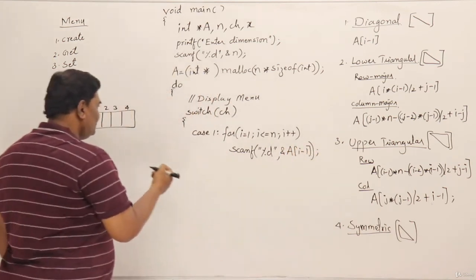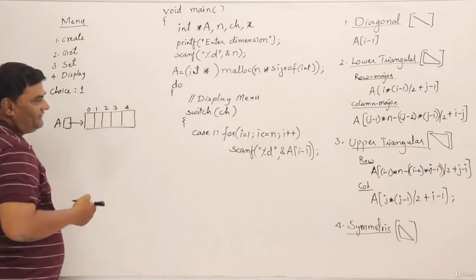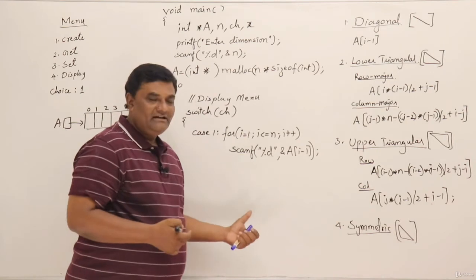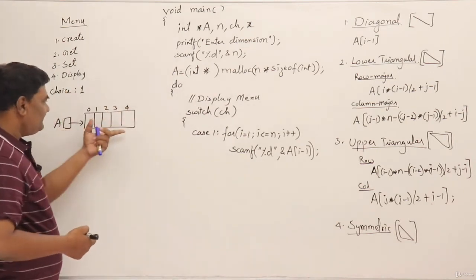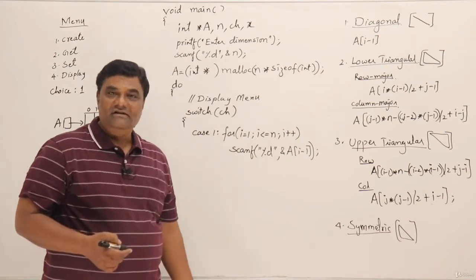So the first row element will be filled in this one, then next row here, next row here. So all these elements will be filled. So it will be reading 5 elements and storing them in a single dimension array of size 5. This is for creating an array.